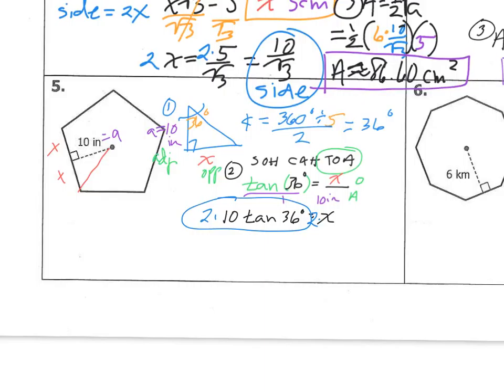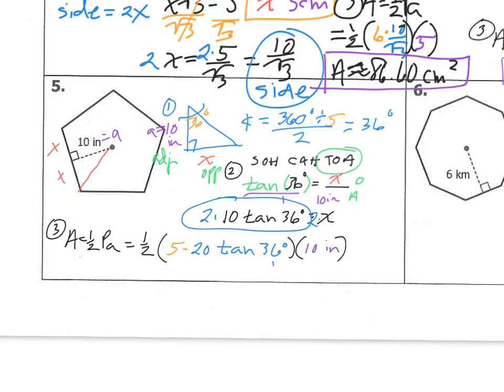So the first thing we're going to do though is set up our equations. So step 3, area equals 1/2 PA. So 1/2, we're going to find perimeter. How do I do it? Okay, how many sides? 5. Times my side length, which is, I'm not going to put 2 times 10, I'm going to put 20 tangent of 36 degrees. And then times my apothem, which is 10 inches.